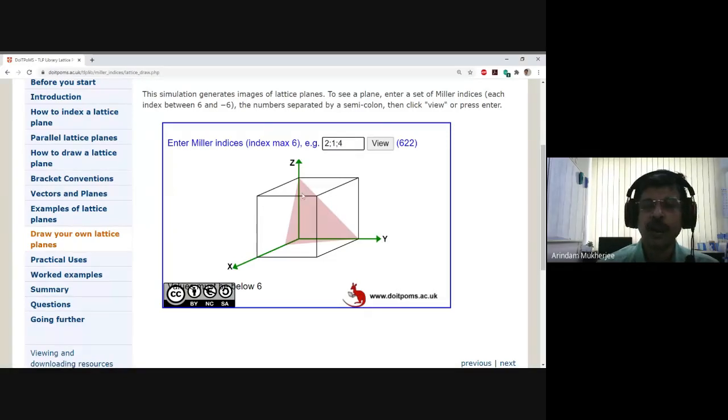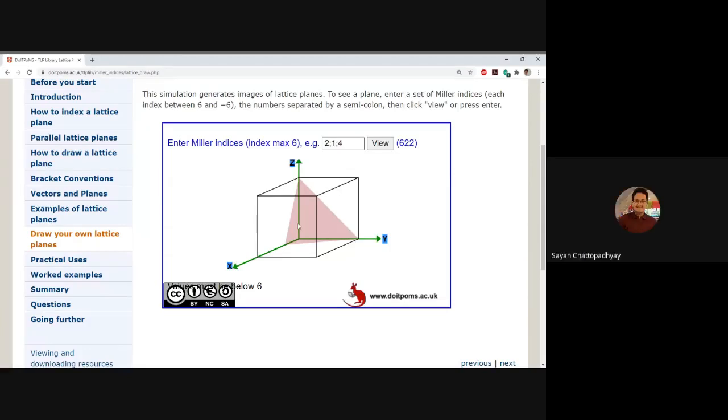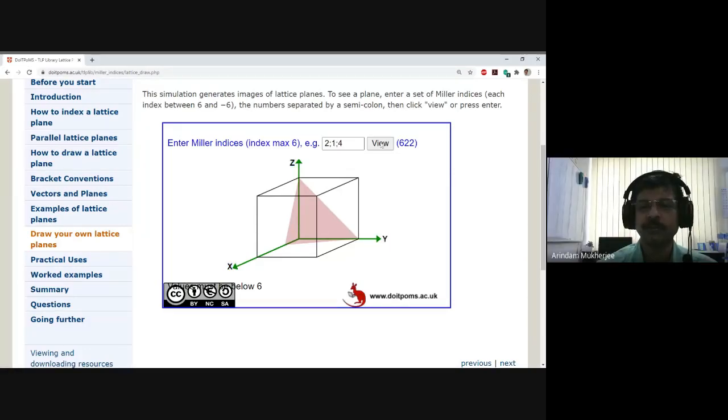So 2 means half. Intercept will be somewhere around here for x-axis. For y-axis, it is 1. For z-axis, it is how much intercept? Where should it cut? 1/4. 1/4. So somewhere around here maybe. So view. There we go.